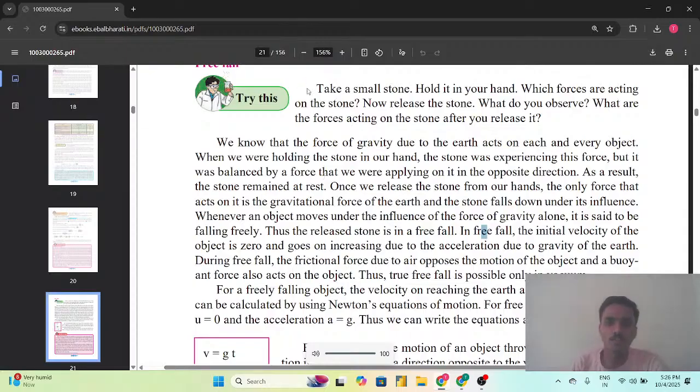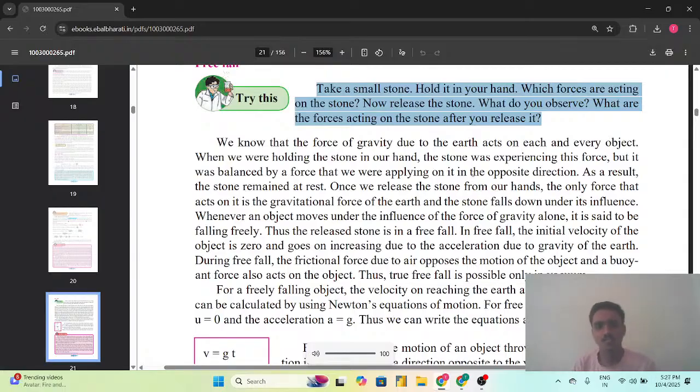In the activity, we take one stone in our hand and think about which forces are acting on that stone. As we are holding the stone in our hand, one force acting is the muscular force, and the other force acting on the stone is the gravitational force. Once we release the stone from our hands, the only force that acts on the object is the gravitational force of the earth, due to which the stone falls onto the ground.